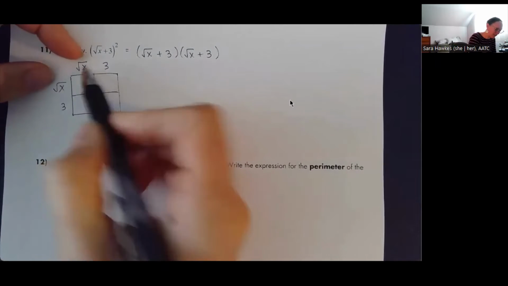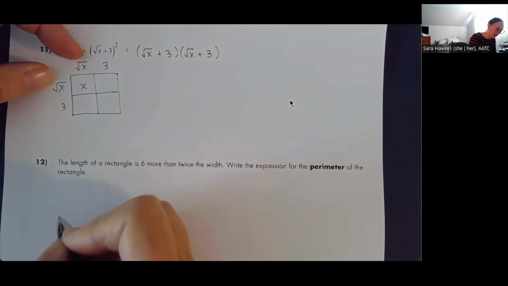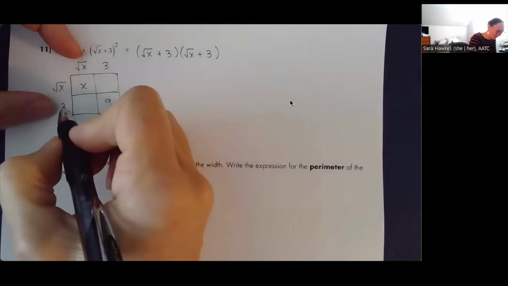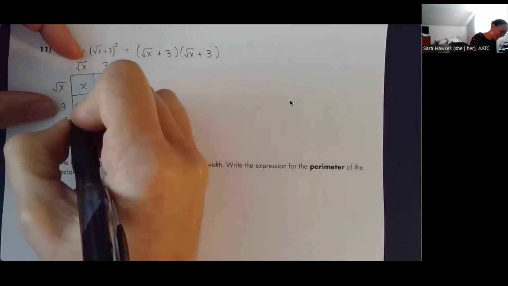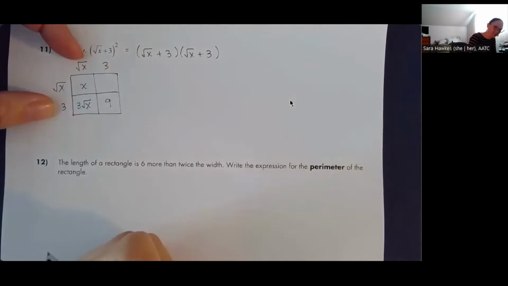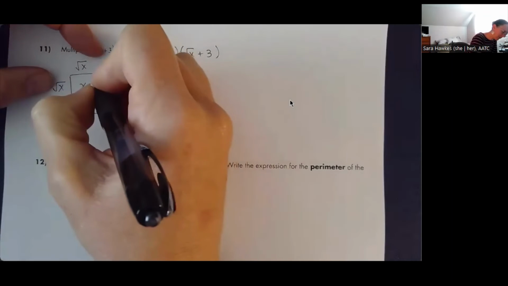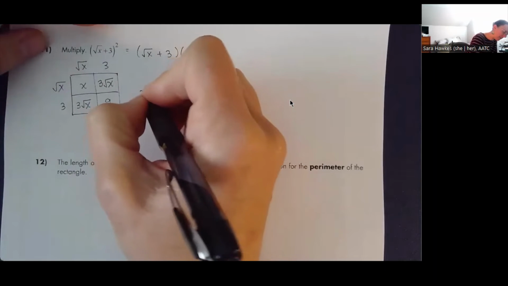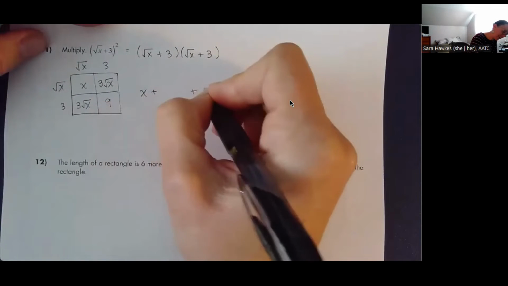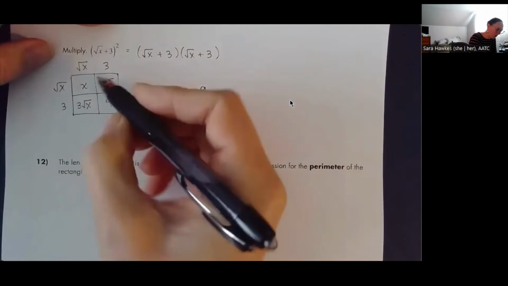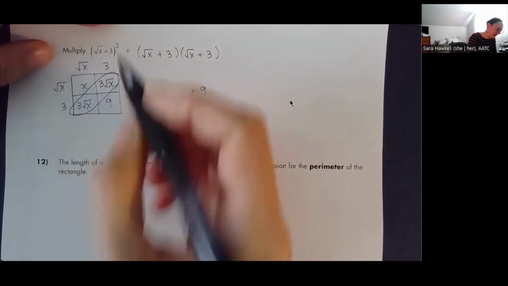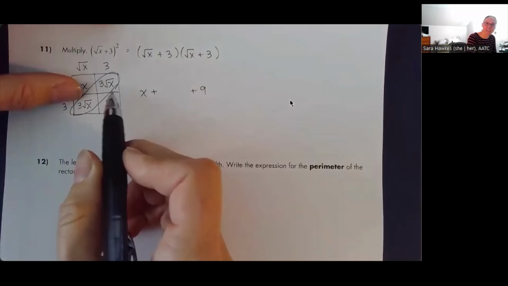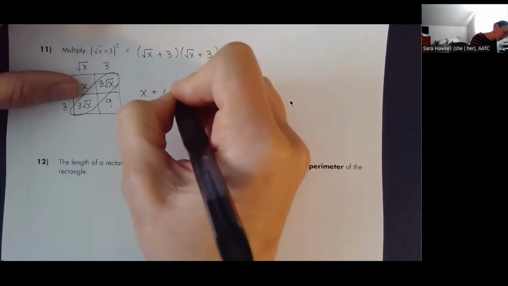The square root of x times the square root of x is x, and 3 times 3 is 9. But let's not forget about those two middle terms. So I'm going to have 3 times the square root of x. The 3 is not inside of the square root, the x is. And another 3 times square root of x. Now, combining like terms in this case, the x and the 9 are kind of sitting there by themselves. So I've got the x and the 9. But these two are like terms. I have 3 of the square root of x's plus another 3 of the square root of x's. In total, that means I have 6 square roots of x.